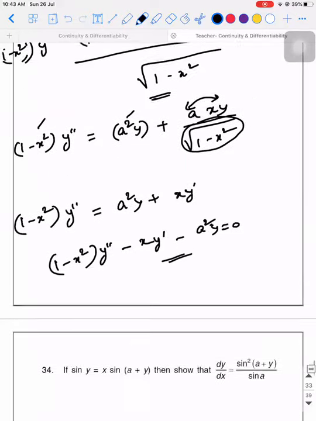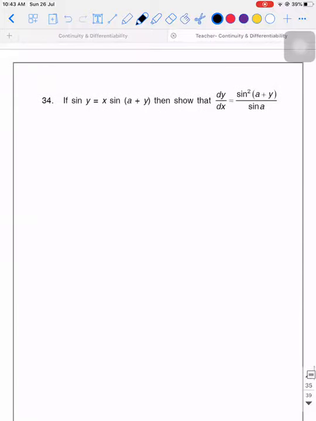So anyway, I'll be sending this sheet. So last problem, 34. Sine y is equal to x sine of a plus y. Show that dy by dx is equal to sine square of a plus y divided by sine a. Since sine is only involved, we need not change anything. Just differentiate on both the sides and proceed.